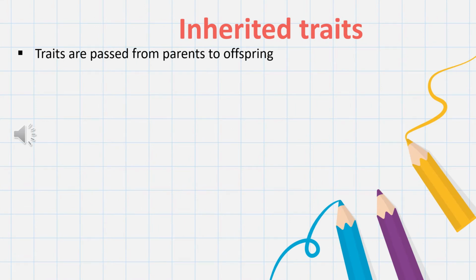Now let's start our lesson by trying to figure out the meaning of inherited traits. Inherited traits means that traits are passed from parents to offspring. Now let's try to repeat the new words. Traits, passed, offspring. Traits are passed from parents to offspring.